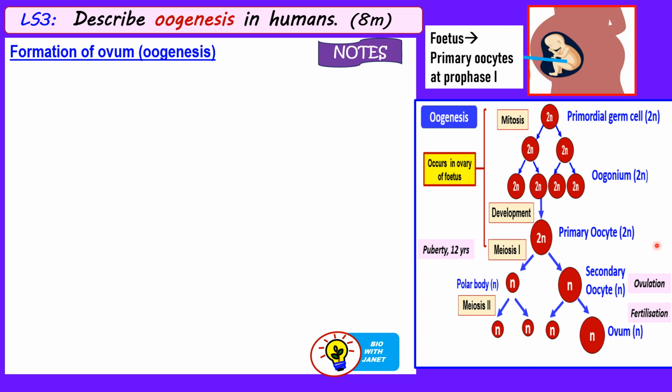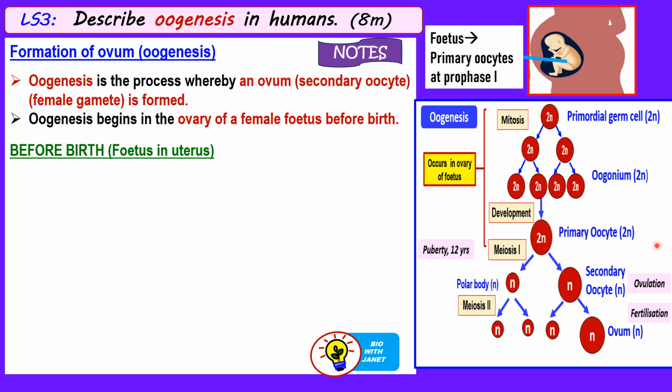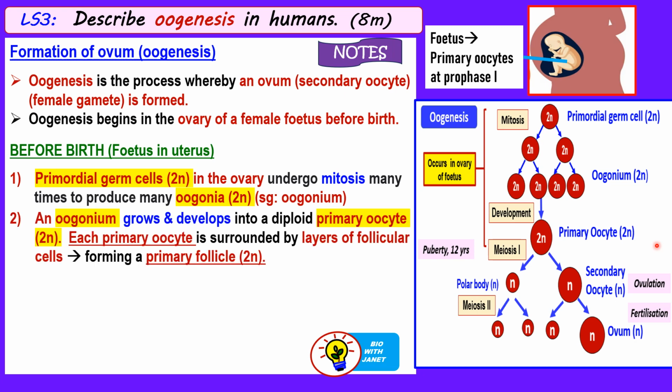Now, formation of ovum or process of oogenesis. So oogenesis is defined as the process whereby an ovum or a secondary oocyte, which is the female gamete, is formed. Oogenesis begins in the ovary of a female fetus before birth. Now, before birth, when the fetus is in the uterus of the mother, the primordial germ cells that are diploid in the ovary of the fetus undergo mitosis many times to produce many oogonia, which are also diploid. Singular form is oogonium. Next, an oogonium grows and develops into a diploid primary oocyte.